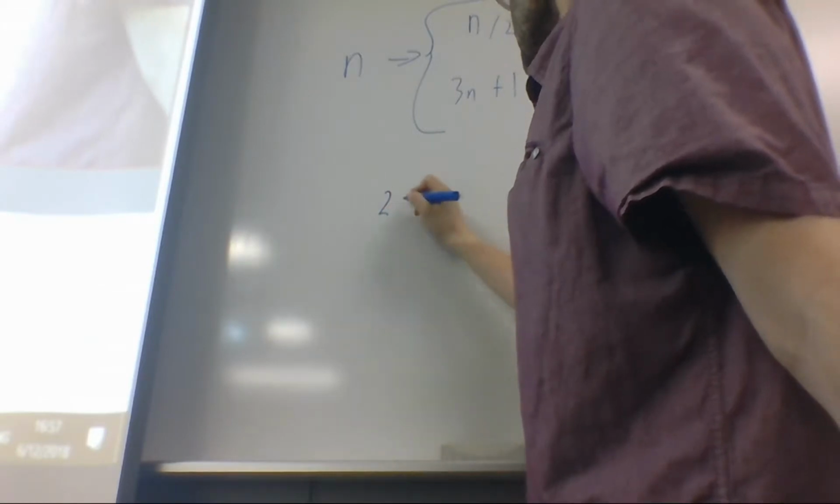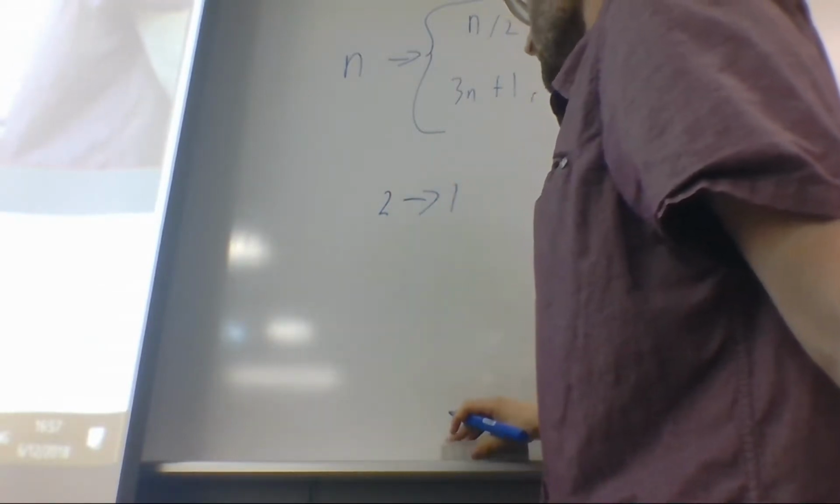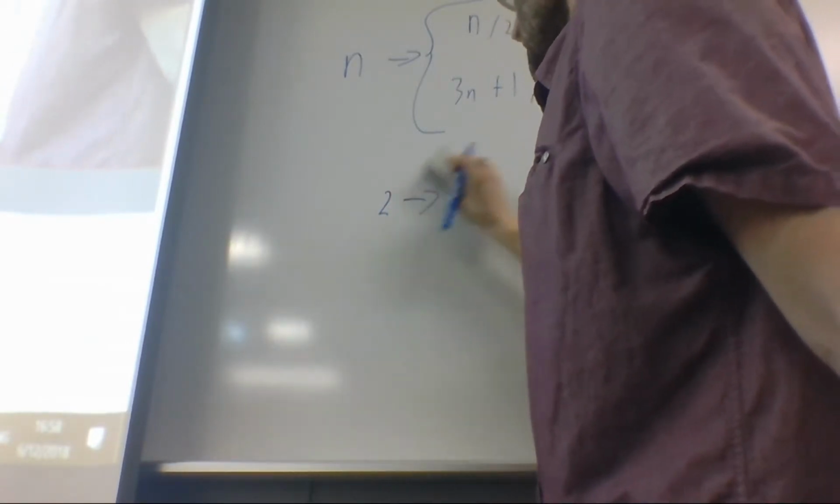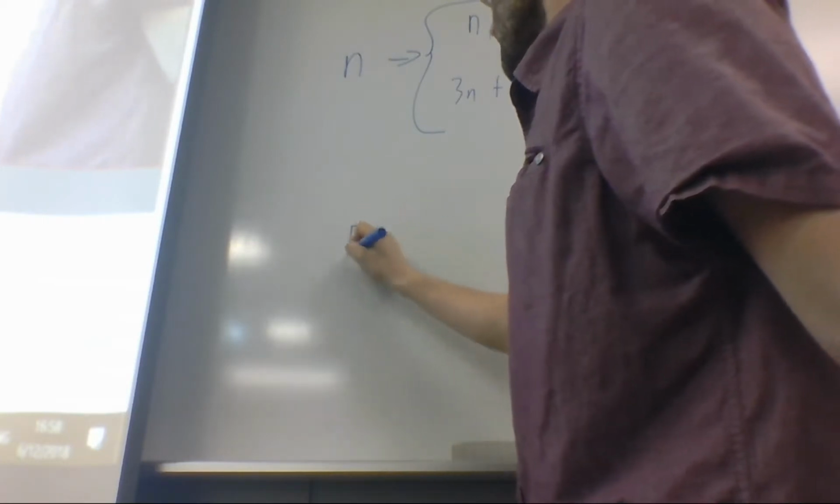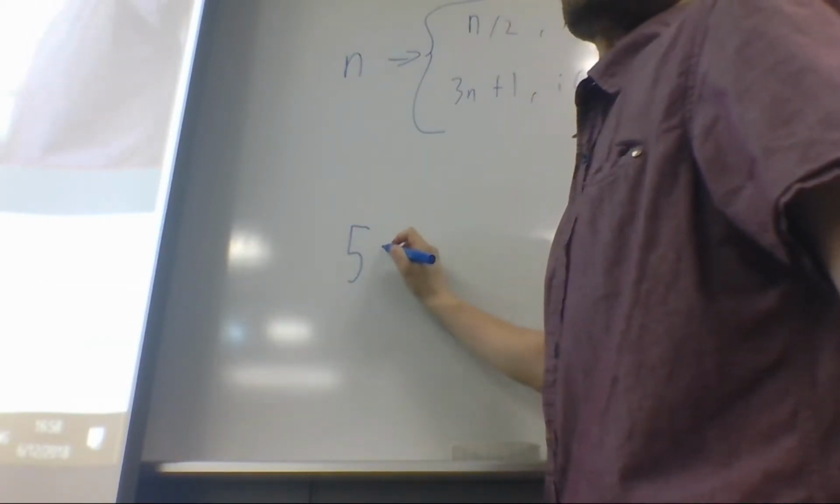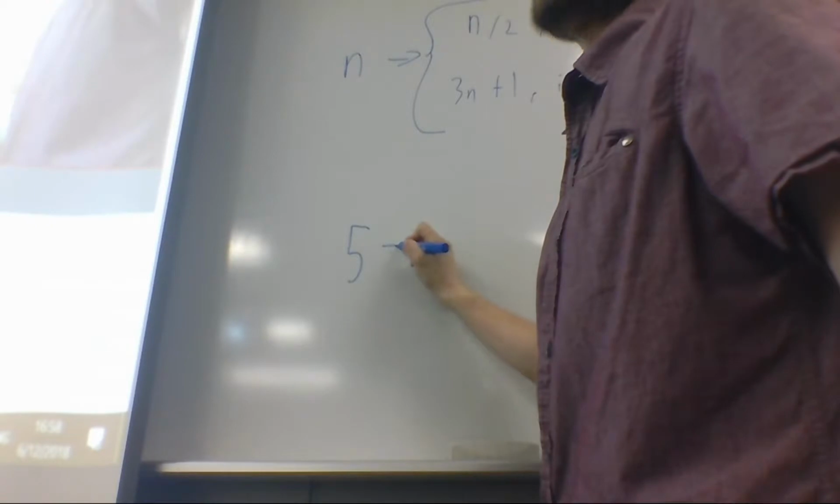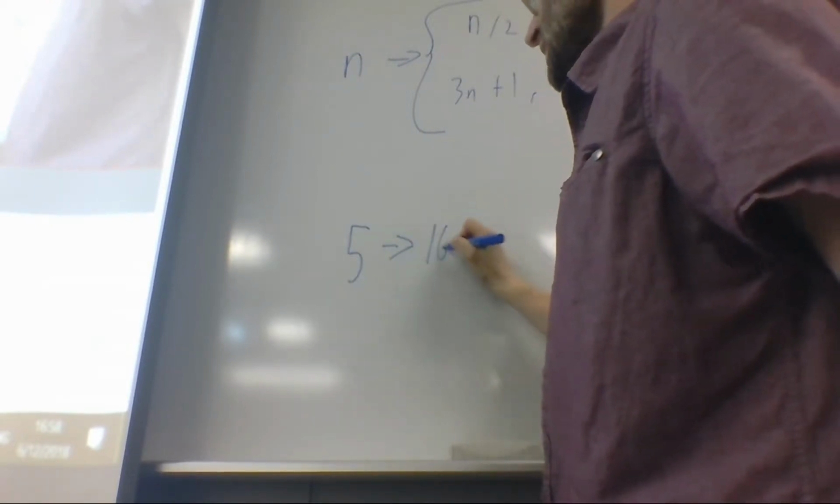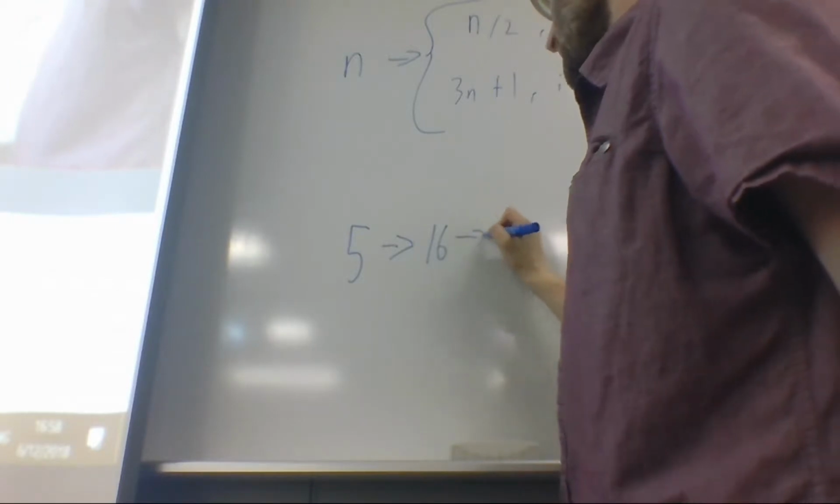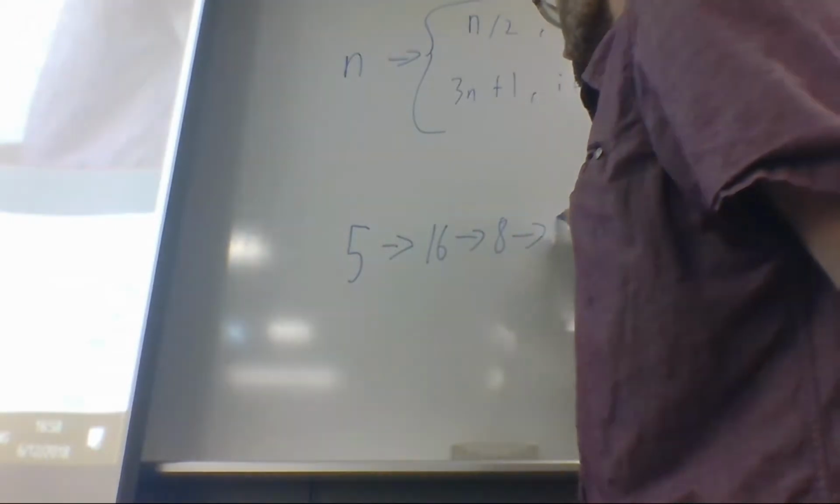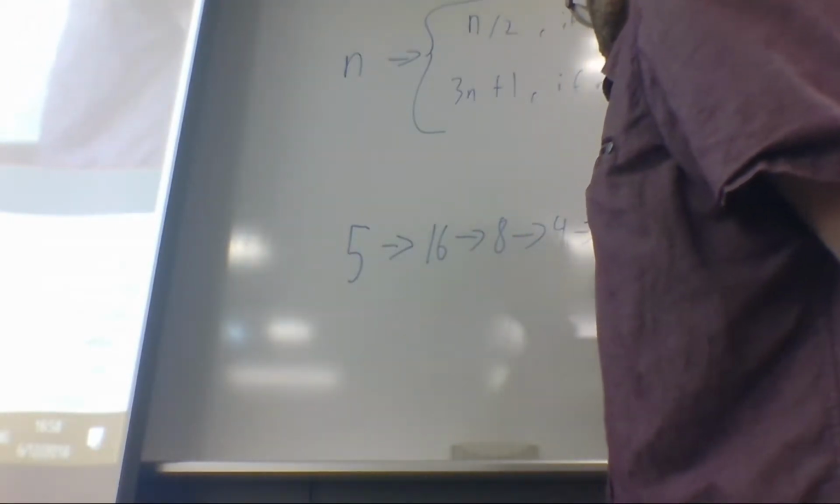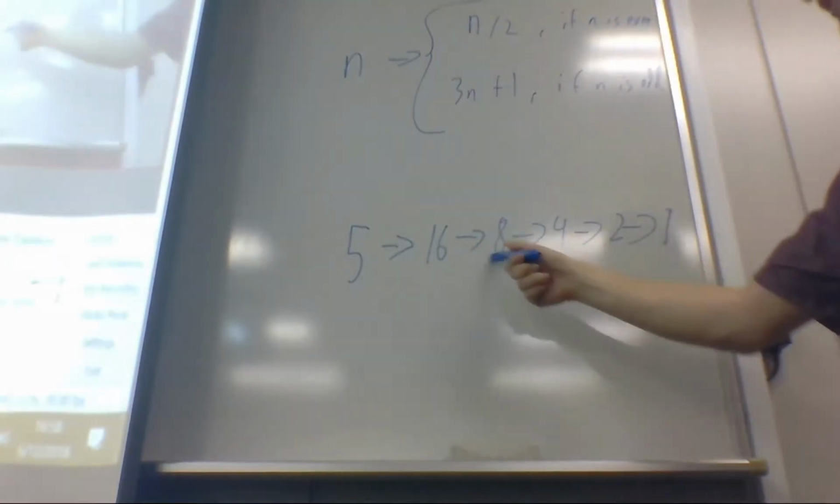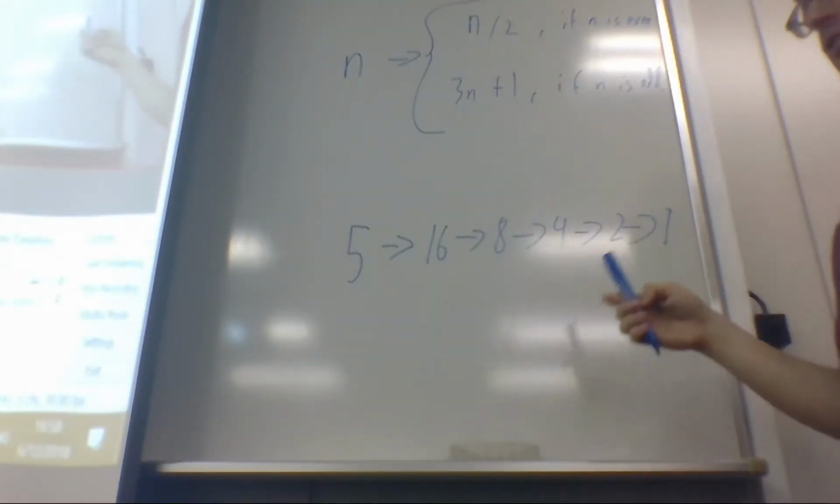So 2 just leads us to 1. And if we did a number like, let's go with 5. 5 is an odd number, so what's the next number in the sequence? It's 3n plus 1, so that would be 16. Which you divide by 2, you get 8, which you divide by 2, you get 4. You get 2 from that, and then you get 1. That's not too hard to understand because these are just powers of 2.